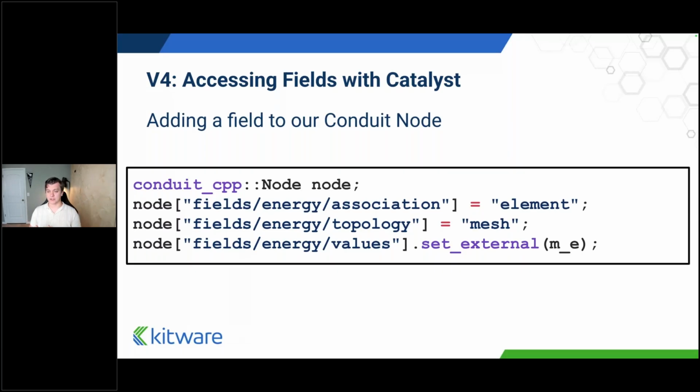So the association here for energy is element as opposed to node. The topology is going to be our mesh. This is going to be a key that will plug into one of the data objects that you have represented elsewhere in your conduit node tree. And then we have another set external call. This is going to pass a pointer to that energy field data array to our node. So this is how we would do scalar valued fields.